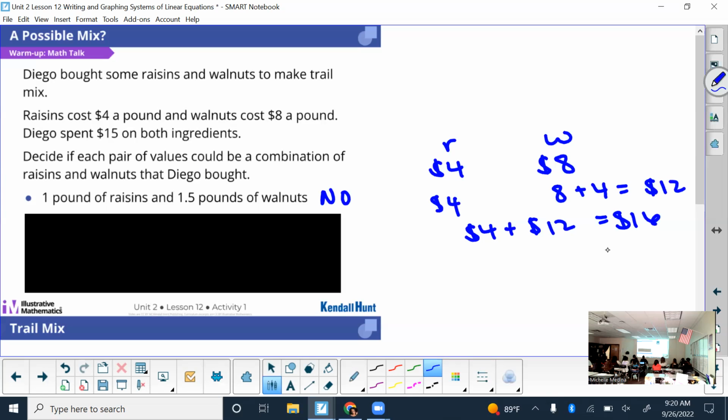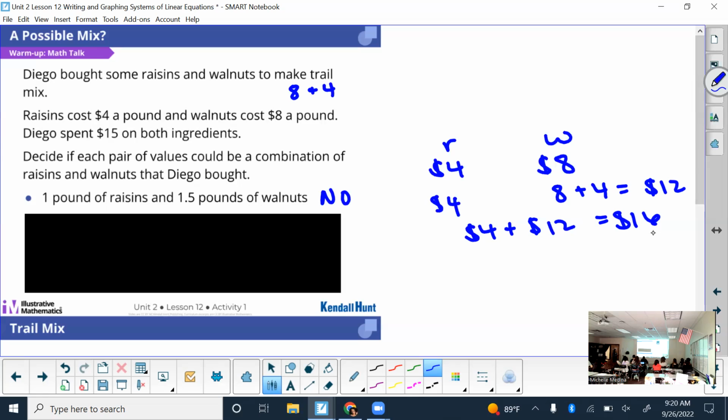Did you guys follow that? Yeah. Okay, so 1 pound of raisins costs $4, 1 times 4. $8 for a pound of walnut, but we bought 1.5 pounds. Without a calculator, you could still do that. Because what's half of 8? So 1 of 8 would be 8, and then half of 8 would be 4. So that's how we're doing that without a calculator.